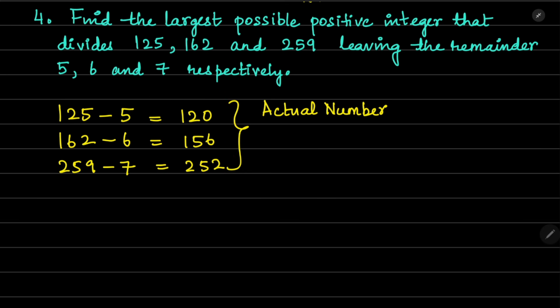So what is the process to find it? You cannot have a number which is bigger than 120 to divide these numbers, right? So you need a value which is lesser than these values, so that the smaller number can divide these three. Remember that the required answer here is lesser than the given three numbers. So it is always going to be your HCF. You have to find the HCF of the actual numbers 120, 156 and 252.